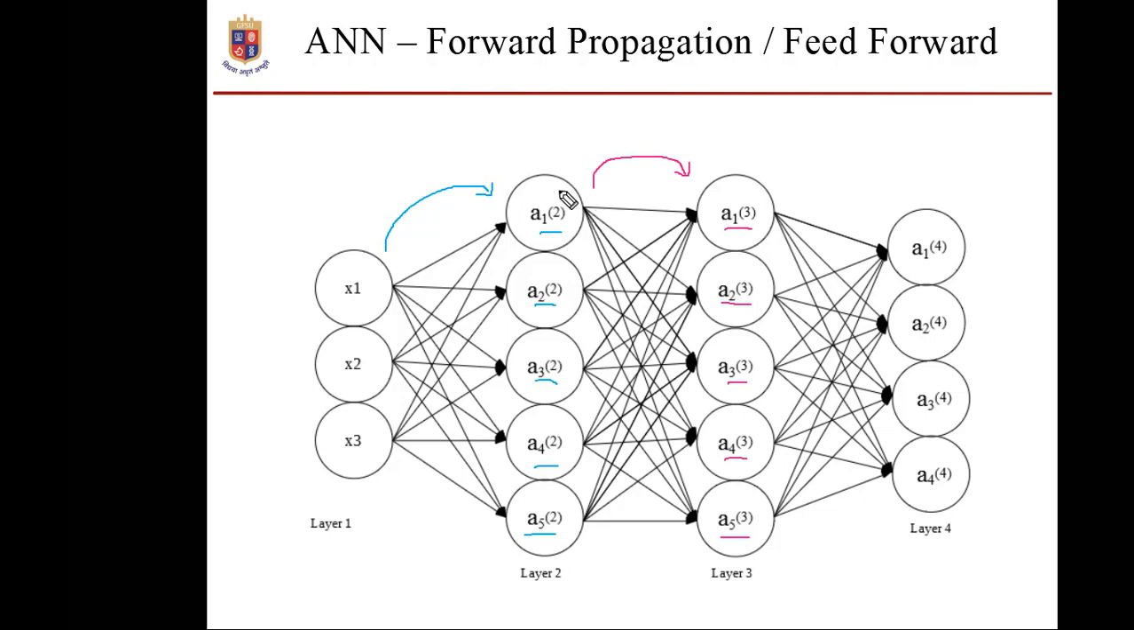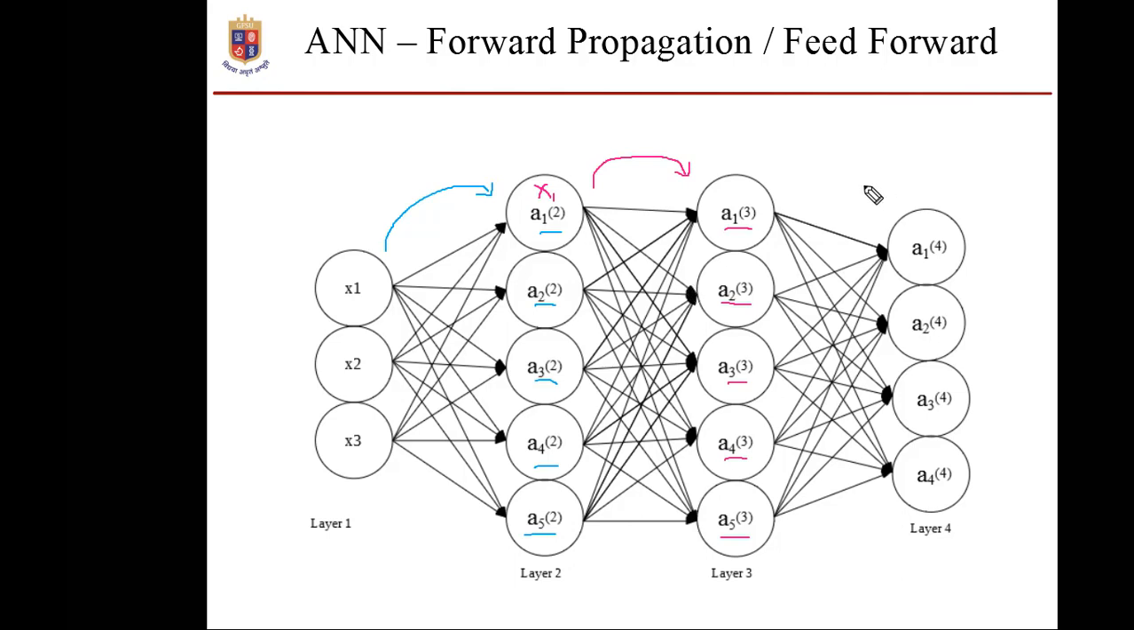Here you can consider that the values of neurons of layer number 2, a1(2) to a5(2), can be considered as the input for calculating the values of neurons of layer number 3. So you can say that in this case this will be your x1, similarly this will be x2, x3 and so on.